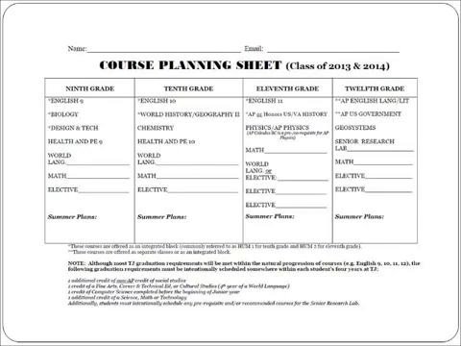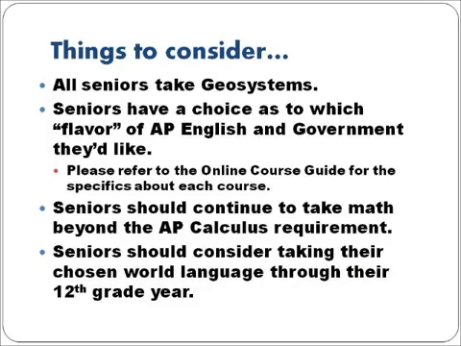When you're ready, let's go on and speak specifically about senior year. So a few things to consider as you help your child select their senior year schedule. First, all seniors take Geosystems. It is a required class, much like English or history, etc. Seniors have a choice as to which flavor of AP English and AP Government they'd like to take. If they're unsure, perhaps you might encourage that they review the online course guide, which is located on the Student Services page under Academic Resources.